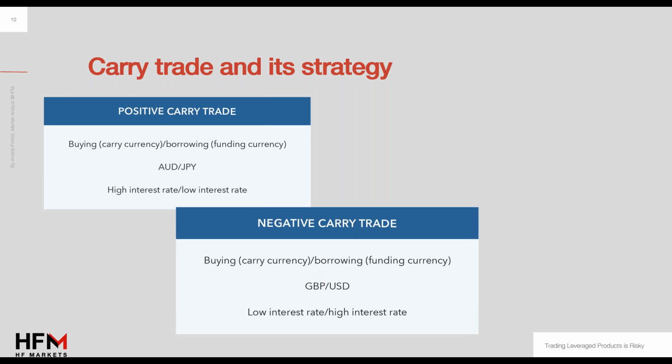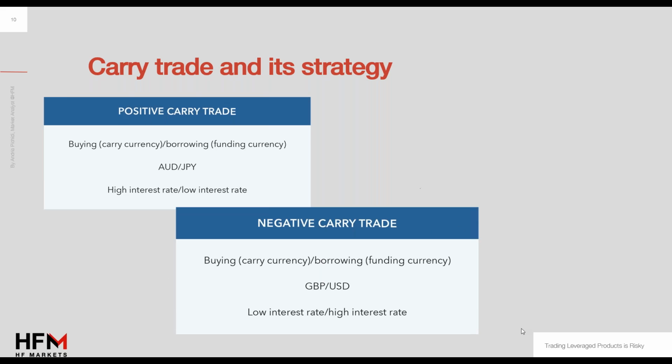I would like at that point to mention, remember what I just showed about the dollar yen example, right? We have, however, two types of carry trade: a positive carry trade and a negative carry trade. A positive carry trade is, for example, the Aussie yen. Aussie represents the Australian economy, in which we have higher interest rates. Yen represents Japan, in which we have lower interest rates. So this asset is an example of a positive carry trade, because we're buying the currency and borrowing the funding one.